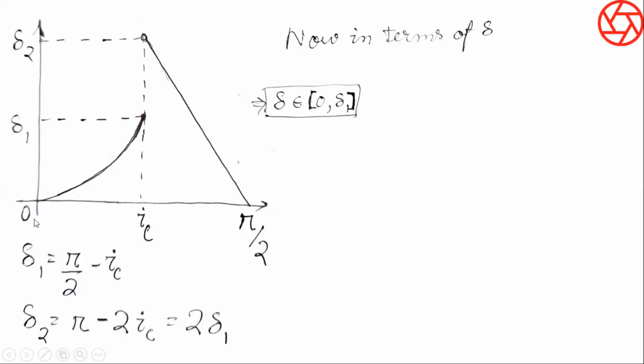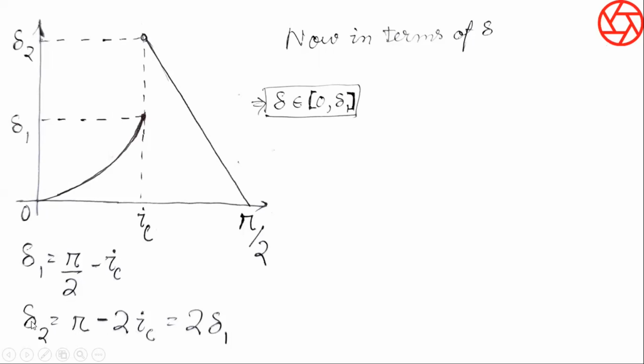Now taking the first case, suppose the angle of deviation lies between 0 and delta 1. What was delta 1? Did you remember? If you don't remember, I have written it down here. It is very important. It is pi by 2 minus critical angle. This one is a real angle, while this delta 2 is not a real angle. It is a hypothetical angle.